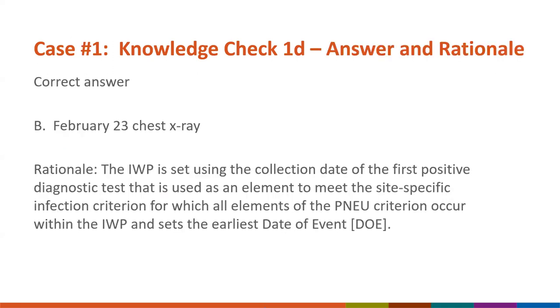Let's talk about why that is the case. The IWP is set using the collection date of the first positive diagnostic test that is used as an element to meet the site-specific infection criteria for which all elements of the new criterion occur within this IWP and sets the earliest date of event. In this particular case, we have a new chest imaging finding that is eligible for meeting a new definition on February 23rd, and therefore this will be used to set your IWP.